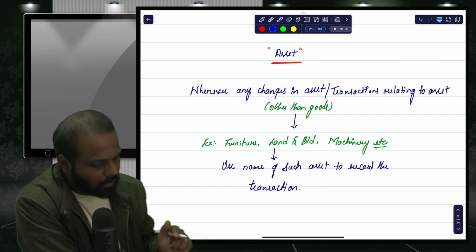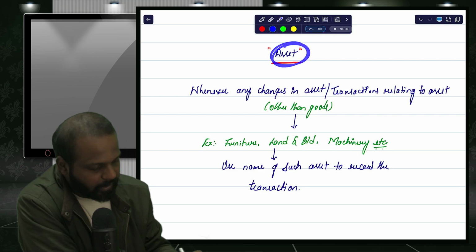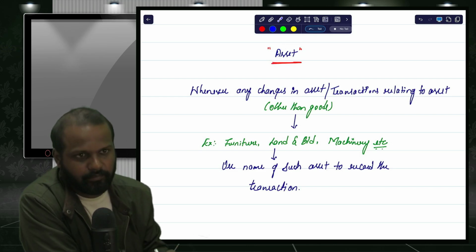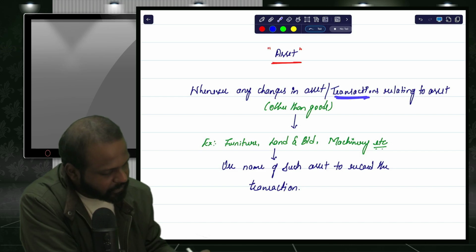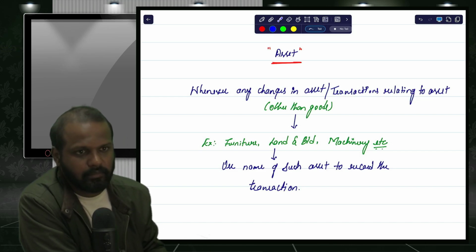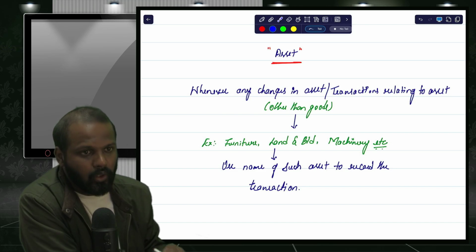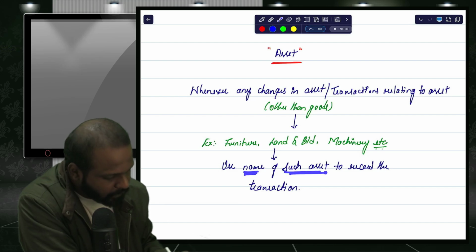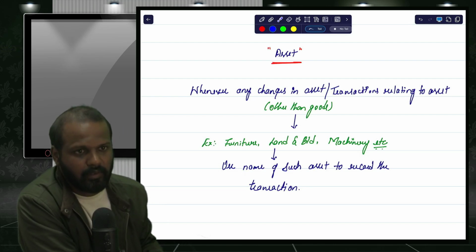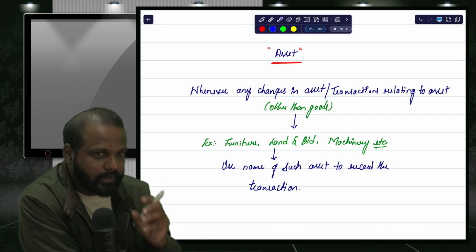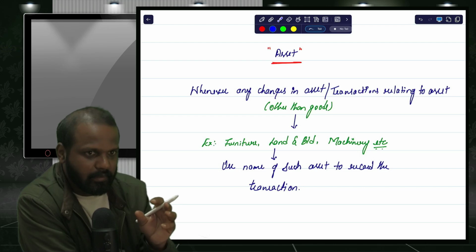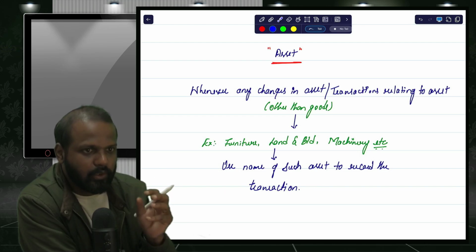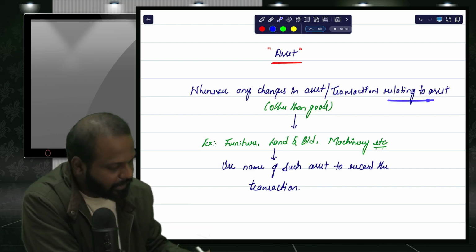Yes. Now a doubt will arise, sir, how to record a transaction relating to an asset? If there is any transaction relating to assets, to record such a transaction, we need to use the name of that particular asset. Use the name of such particular asset to record the transaction.